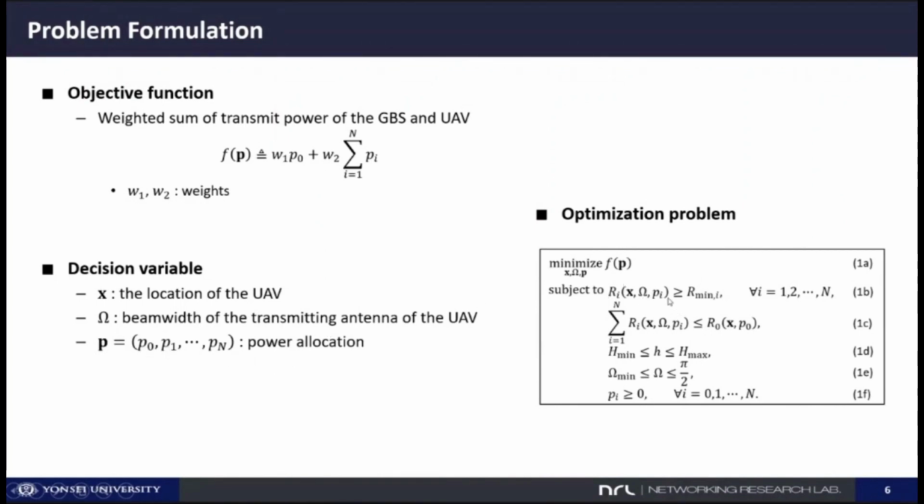So all constraints were explained before. The first constraint means that all users require minimum data rate, and the second constraint means that the causality constraint, and the others represent the trivial boundary constraint.